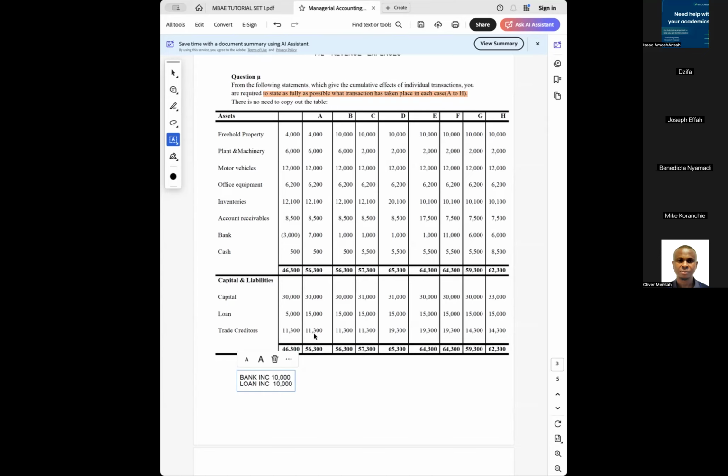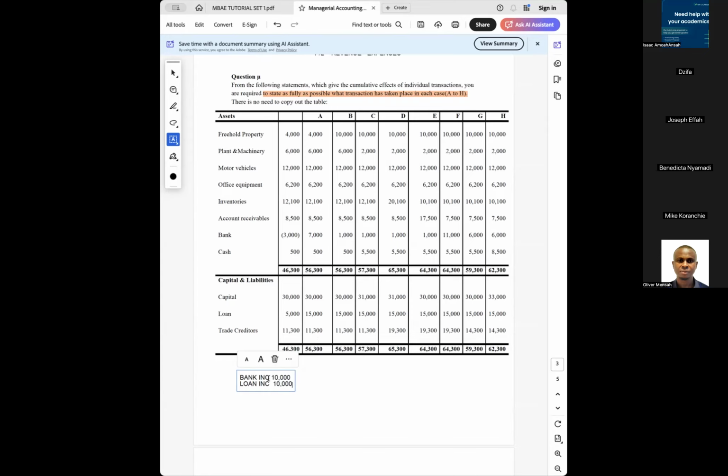Bank increased by 10,000. If we put the two together, what will happen for bank to increase by 10,000 and then loan to also increase by 10,000? What happened? Or what could be the possible happenings resulting in loan increasing by 10,000 and bank also increasing by 10,000? Who can make a suggestion?